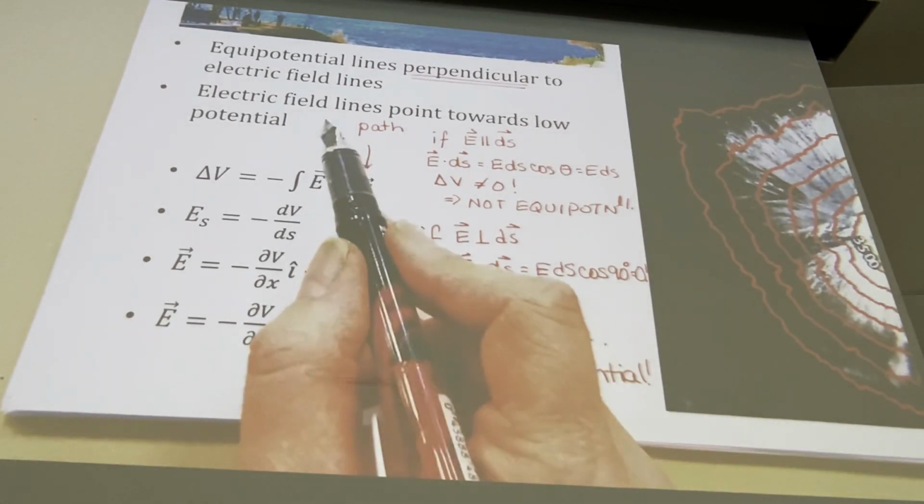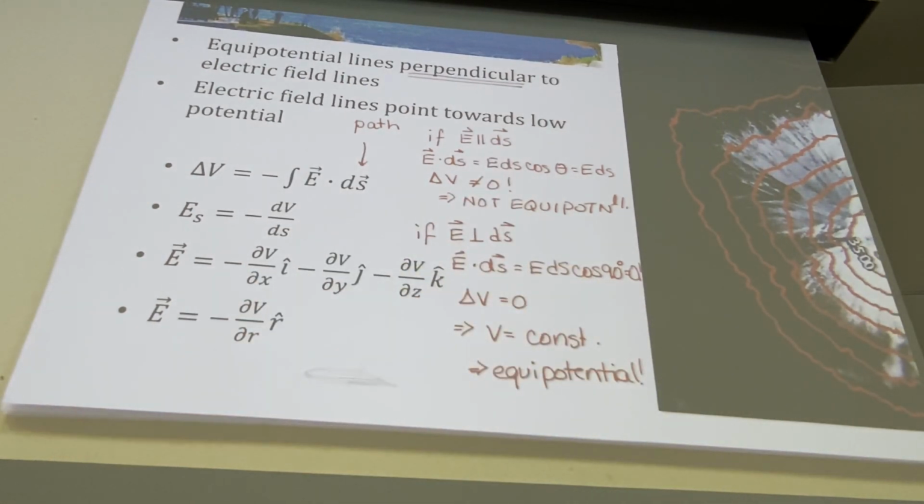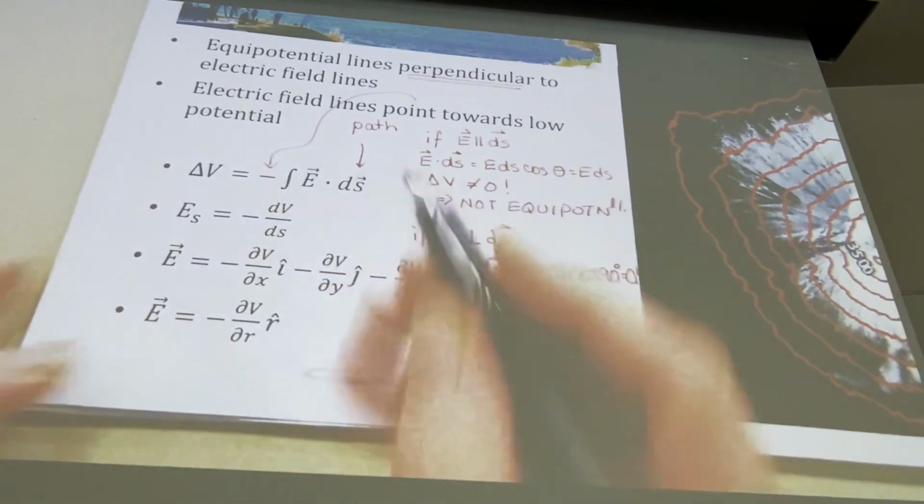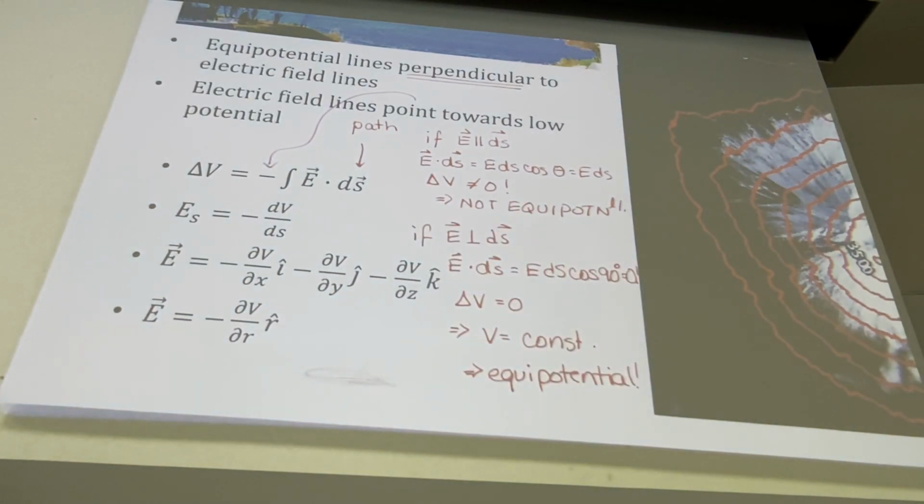What else? Our electric field lines point towards low potential. That's something we've covered before, and that comes from this negative sign right here. So delta V gets smaller as we move with the electric field.